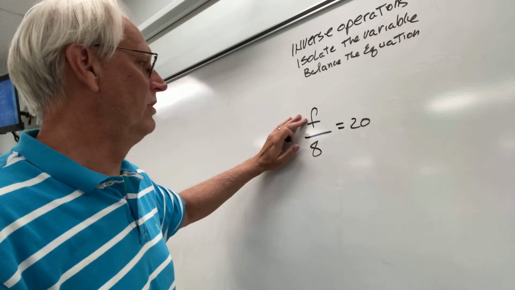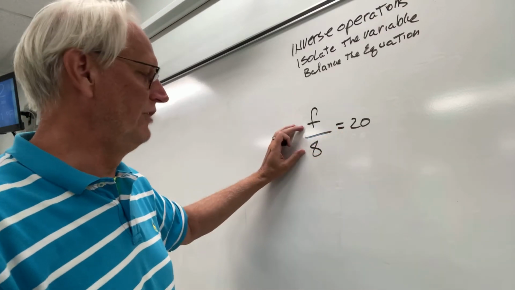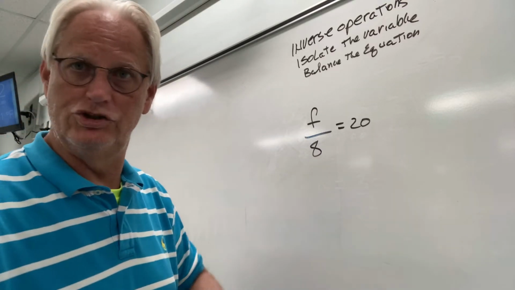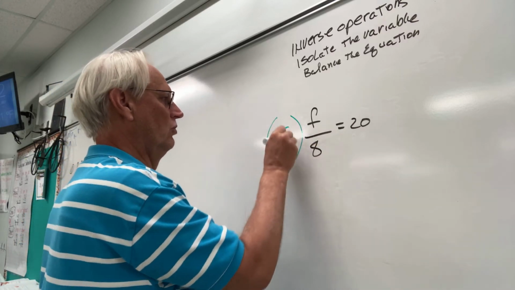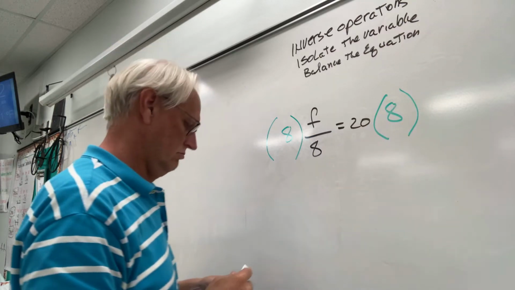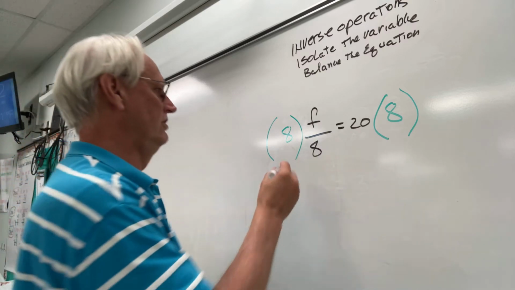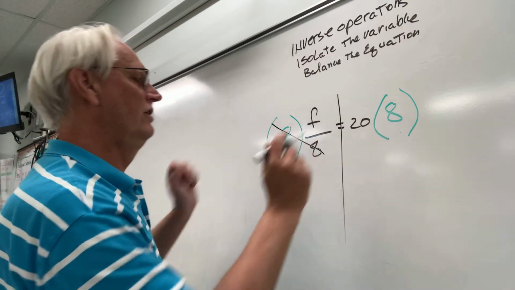So I've got some number. When I divide that number by 8, I end up with 20. So it's a division problem. So we're going to undo division with multiplication, and we're going to show that multiplication in a different color. So we're multiplying by 8 here, and we're multiplying by 8 here. So 8 divided by 8 crosses each other out. I have balance because I've done this.